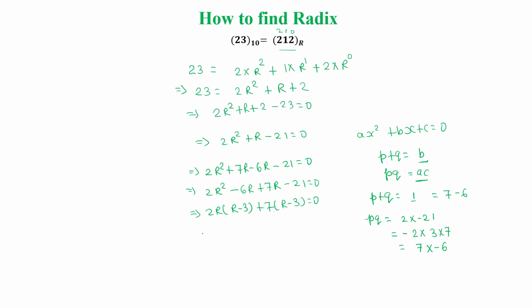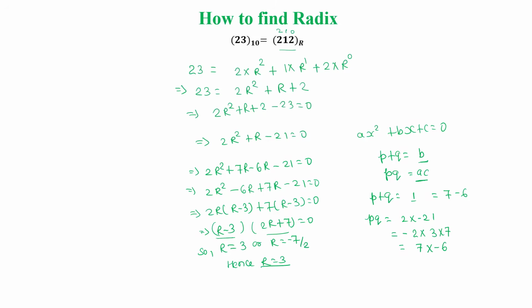Now what is common? r minus 3 is common. So r minus 3 into 2r plus 7 equals 0. From this what we understand is either r equals 3 or r equals minus 7 by 2. Both we are equating to 0. But radix will not be a fraction, and radix will not be negative. That means what is the radix here? r is 3. Hence r equals 3.